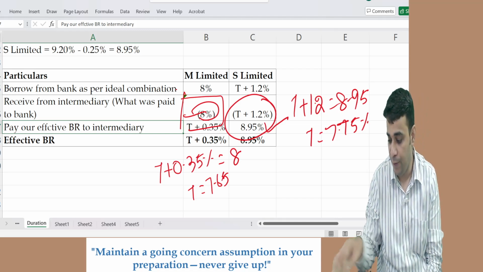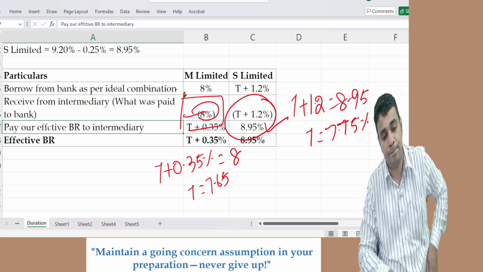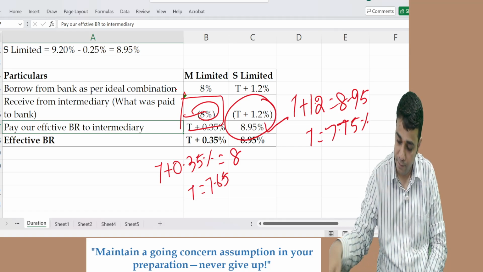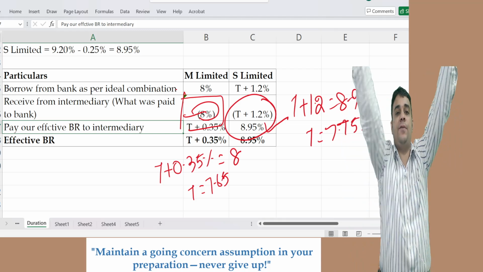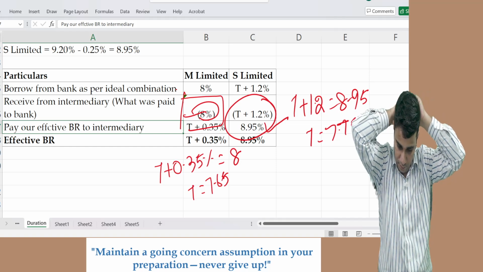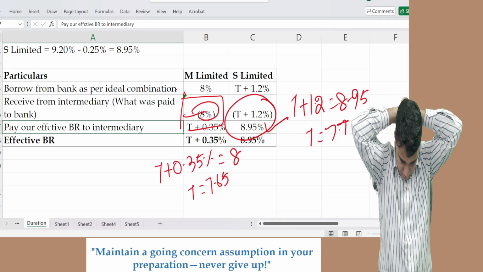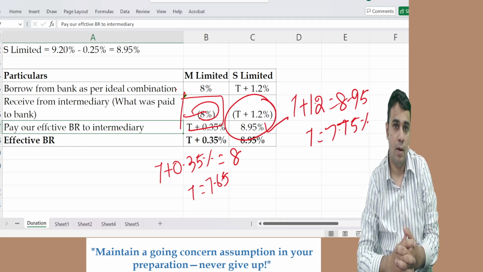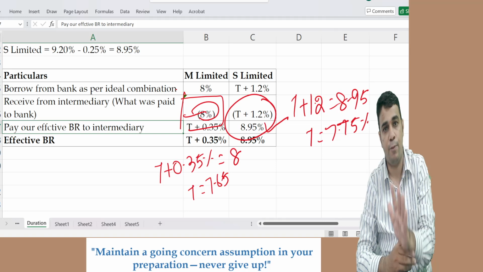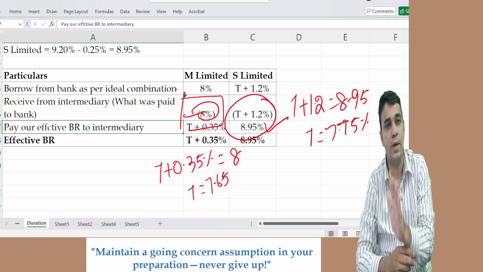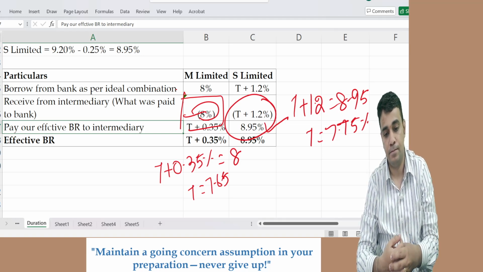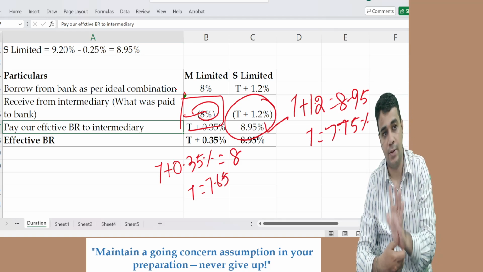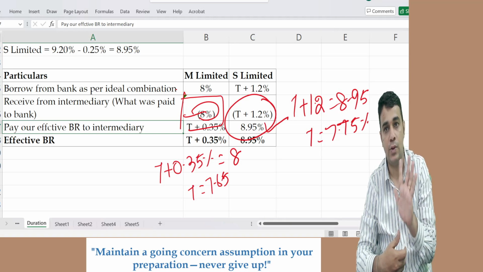Now write this alone. Effective T for M Limited and S Limited. This is not needed from exam point of view. This is just for your understanding. Effective T: 7.65 and 7.75. T plus 0.35 equal to 8, T equal to 7.65. T plus 1.2 is equal to 8.95, T is equal to 7.75. Clear? Any doubts on this? The intermediary net will earn 0.1%. Any doubts on this? Clear?